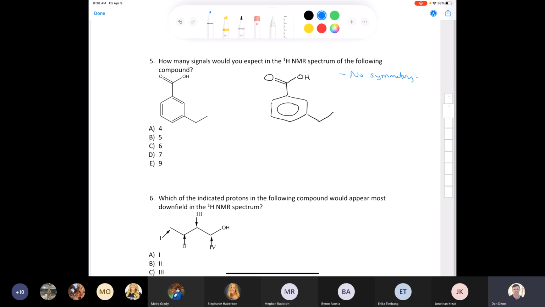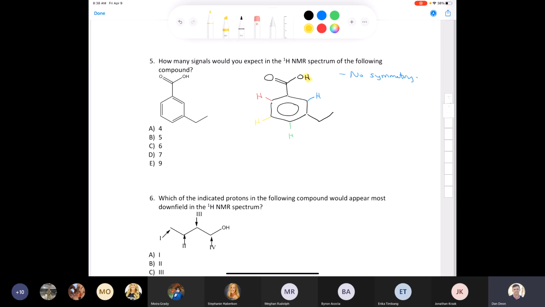we have 4 protons on the aromatic ring, don't we? We have this proton, we have this proton, we have this proton, and then we have another proton here. You can see that each one of those protons is in a chemically unique environment, right? None of them are equivalent. There's no way I can flip this molecule around and superimpose one proton upon another. So I get 4 signals from those, plus obviously the proton on the carboxylic acid is unique. There's no other carboxylic acid in here.